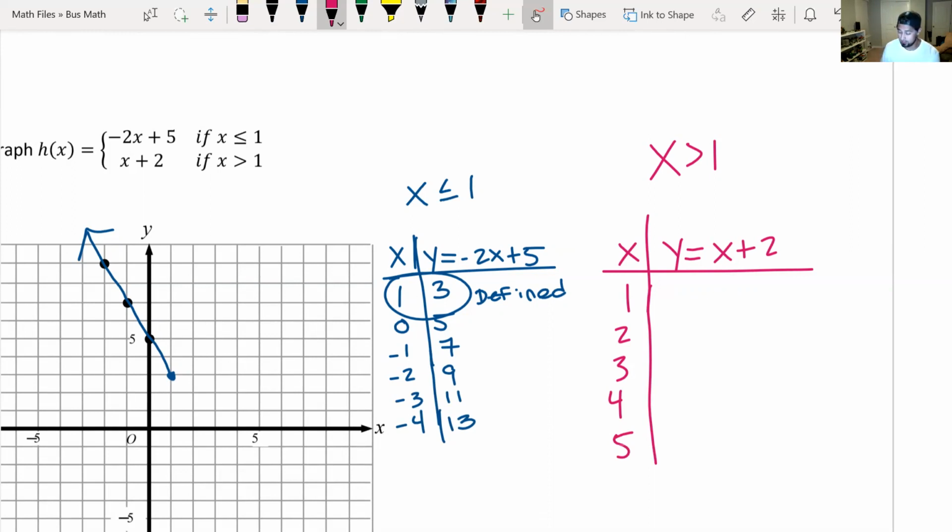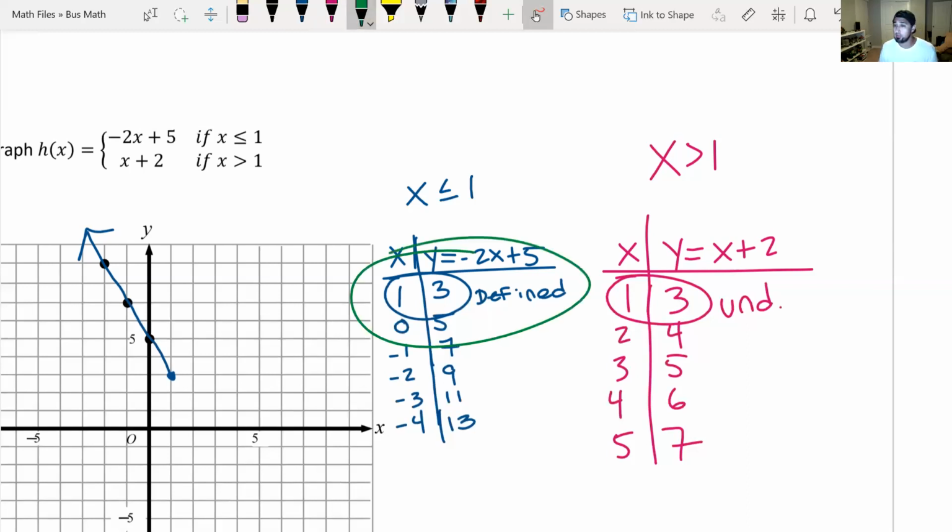Plug them in for x, you'll get 3, 4, 5, 6, 7. Now, could we actually use 1 on this one? And the answer is no, because it was just a greater than. So 1, 3 will be undefined. Okay. Well, look at our XY charts. On the first one, 1, 3 is defined. On the second one, 1, 3 is undefined.